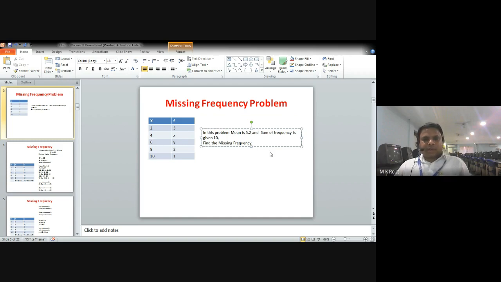Find the missing frequency. I repeat, in this type of problem, either one frequency is missing or two frequencies are missing, and in this type of missing frequency problem, they provide the data with a given mean or a given sum of frequencies. Find the missing frequencies. Suppose this type of data appears.